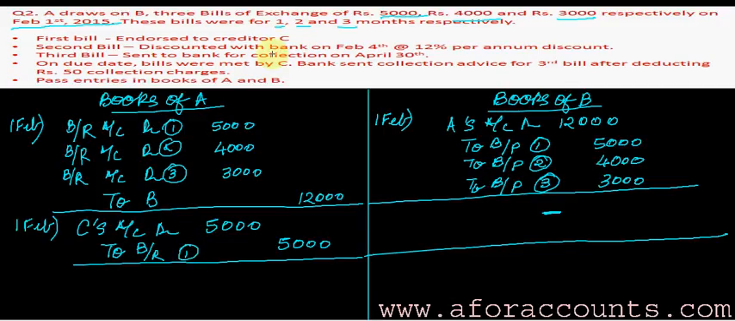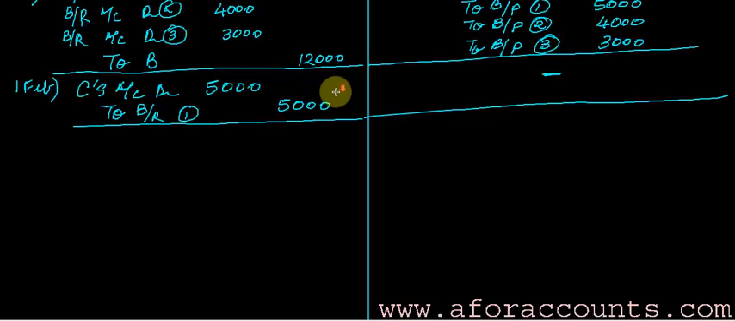Second bill discounted with bank on 4th February at the rate 12% per annum. Okay. The second bill was for 2 months. Now I need to calculate first what will be the discount. It is 4,000 into 12%, that comes to 480, and then 2 by 12, that is 80 rupees come into the picture. So let me just scroll down.